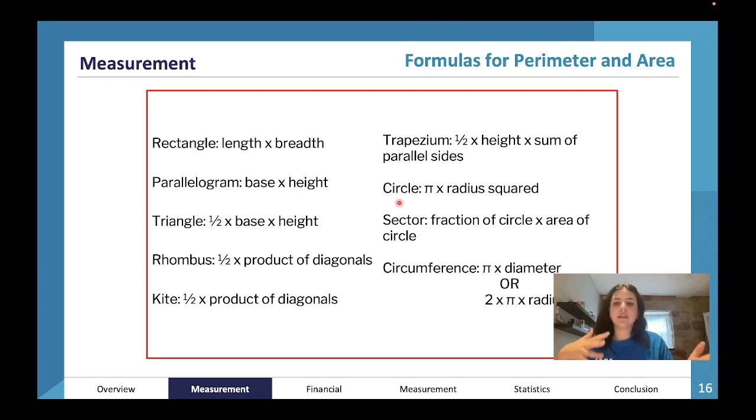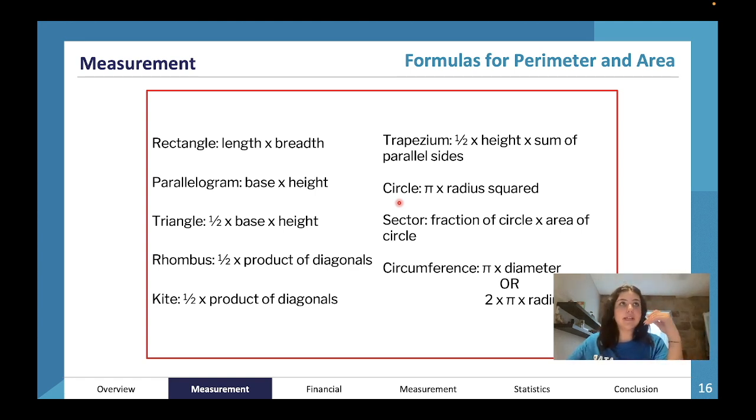Rectangle equals length times breadth, parallelogram base times height, triangle half times base times height, rhombus half times product of diagonals, kite is half times product of diagonals as well, trapezoidal rule or trapezium half times height times sum of parallel sides, which is also h over 2 brackets df plus dl. We'll get into that in a minute. Circle, pi times radius squared, sector, fraction of the circle, theta over 360, times area of a circle, circumference, pi times diameter, or 2 pi radius.